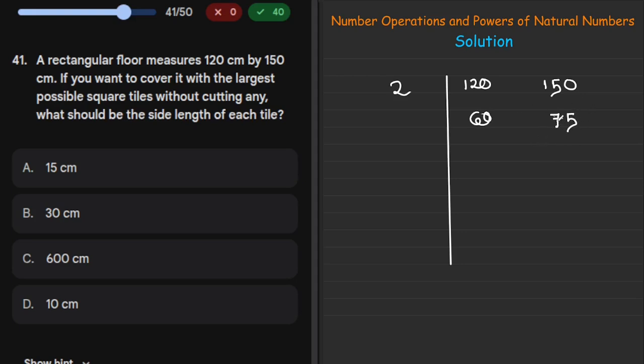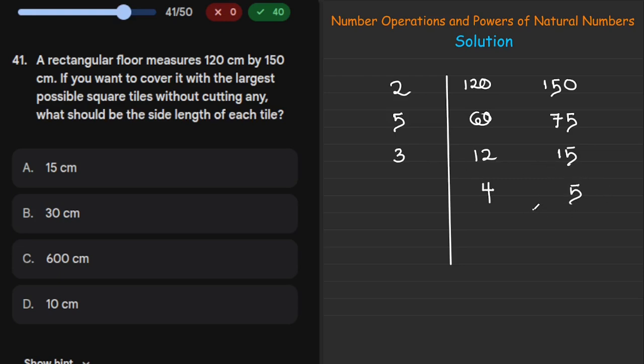Now since 75 is not even, we cannot proceed with 2, but we can proceed with 5. Yes, because 5 can divide both. A number is divisible by 5 if it ends in 0 or 5. So what times 5 gives us 60? We have 12. And what number times 5 gives us 75? That is 15. We now have 12 and then 15. We can also proceed with 3. So 3 divides 12 to give us 4, and it divides 15 to give us 5.